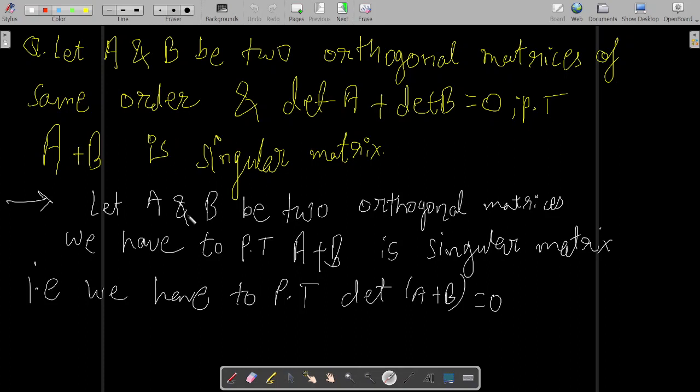Okay, so what we have to prove over here? We have to prove that determinant of A plus B equal to 0. So let A and B be two orthogonal matrices as written over here. We have to prove that A plus B is a singular matrix, that is, we have to prove that determinant of A plus B is equal to 0.